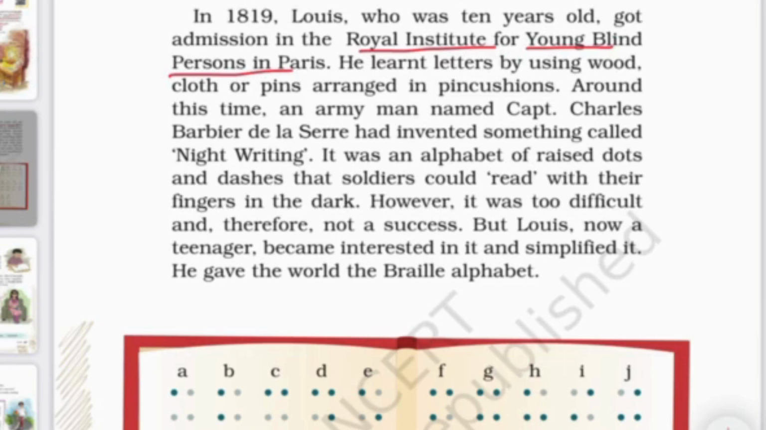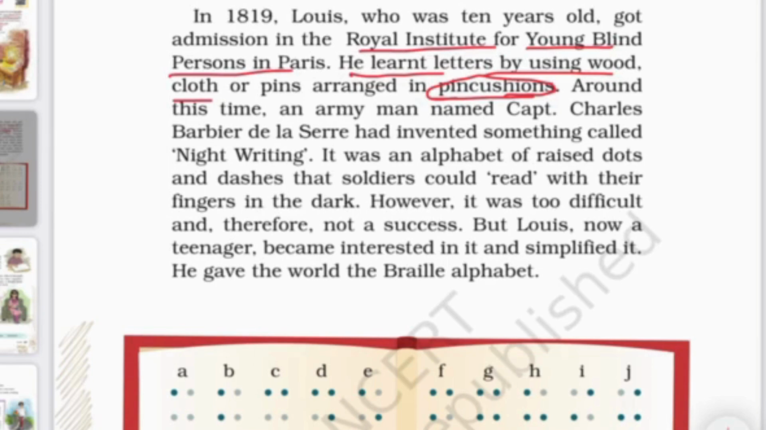He learned letters by using wood, cloth or pins arranged in pin cushions, because he was blind. A pin cushion is a small pad for holding pins. He started learning letters.